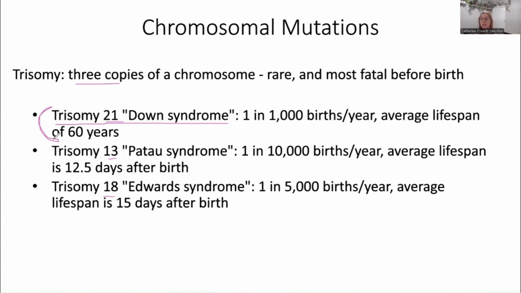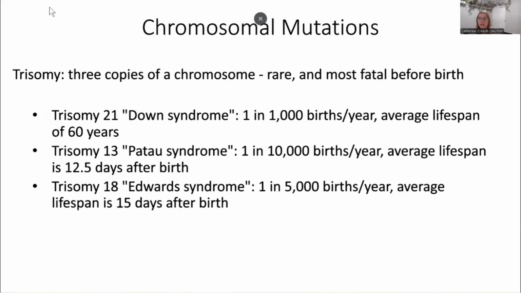They're delayed and there's differences, but they can live for 60 years and have wonderful, happy, healthy lives. The other 2, there are less of these that are born, and the life expectancy is really short, 12 to 15 days. So we don't do well with 3 copies of chromosomes unless it's 21. That's like the only one that we can really roll with as humans.